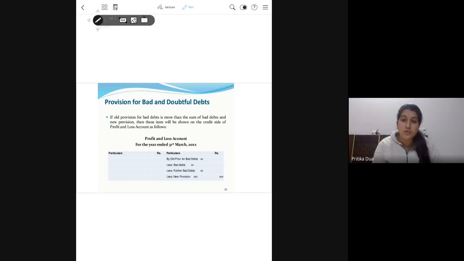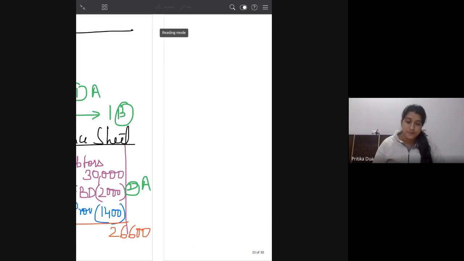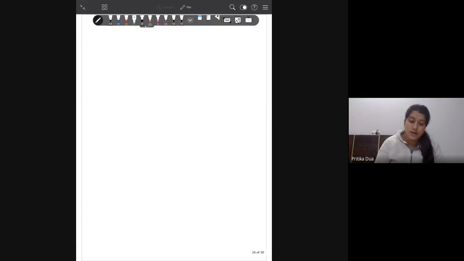Now, if a new provision comes in, then we have to consider that during the year. And how do we treat this when we have some old provision already in place? That I'll explain to you with an example. Okay, so let's have a look at the treatment. So this is your trial balance.